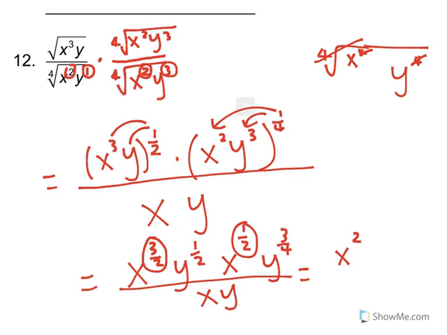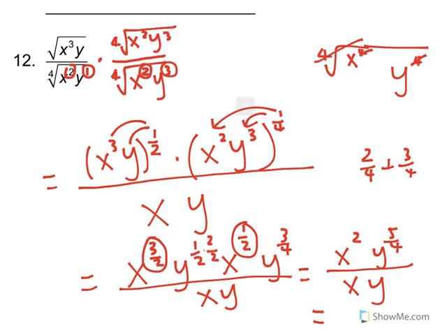And then for the y, we're going to find a common denominator, which is going to be 4. So it's 2 out of 4 plus 3 out of 4. That's going to be 5 over 4 over the bottom xy. And we can see that there are like terms on top and bottom, so we're going to have to combine the x powers.